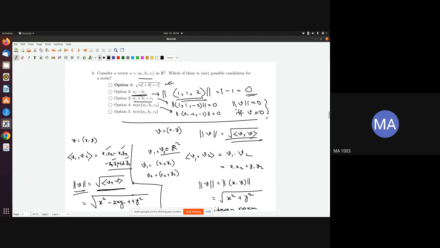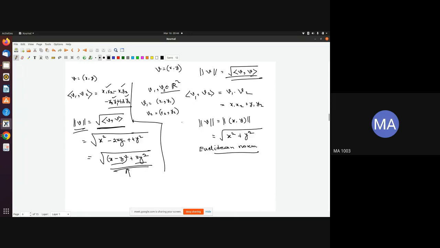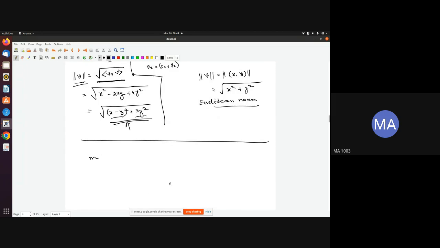So that is my next question. If I take this max with mod, let me write x, y, z. So for x, y, z in R3, I am defining the norm of x, y, z as the max of their absolute values. Is it a norm? Yes, it is a norm.